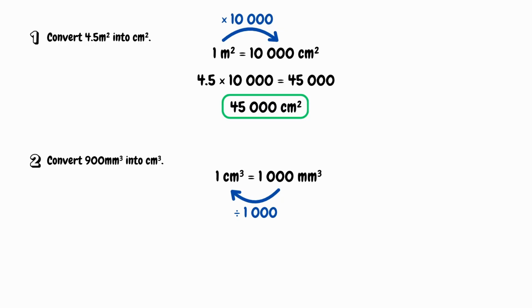So going back to the question, we take the 900 millimeters cubed, we divide it by 1,000, and that gives us an answer of 0.9. And this is now in centimeters cubed. So 900 millimeters cubed is equivalent to 0.9 centimeters cubed.